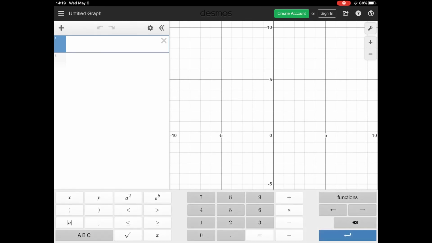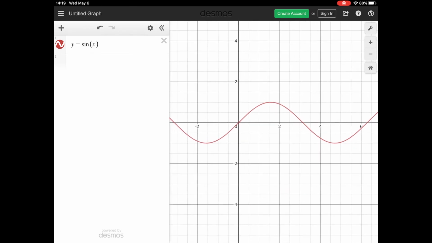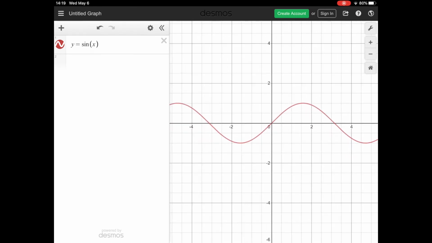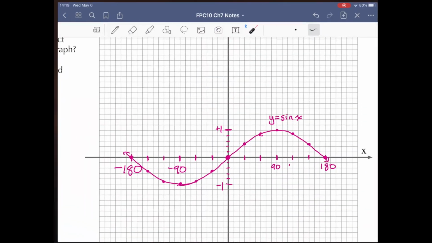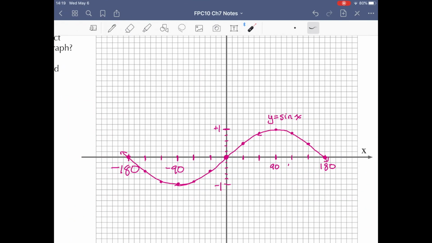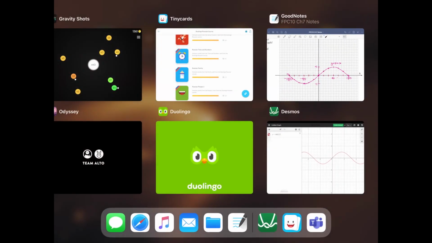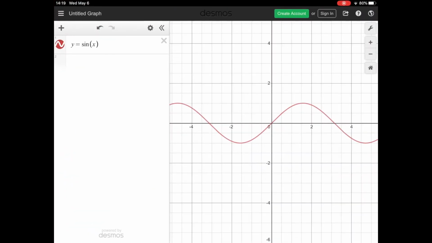Okay, I'm going to type in here y equals sine x. You can see the wavy pattern. Except you should notice something weird here with Desmos. Look at our scale on our horizontal axes. It doesn't match up at all. Why not? Well, that's because Desmos is computing sine in radians and not in degrees.